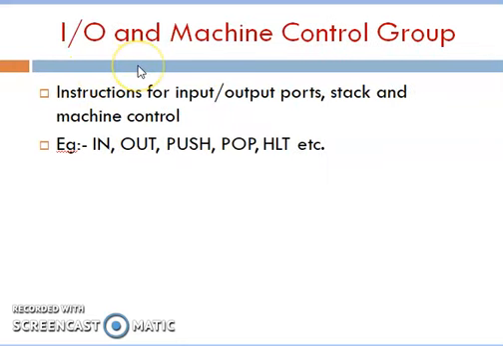And the last category is IO and machine control group. These instructions are related with input-output ports, stack and machine control group. The first two instructions in the example, IN, OUT, are related with input port and output port. It is used for transferring the data from processor to an output device or taking the data from an input device to the processor. PUSH and POP are related with stack. HLT is machine control. It is used for stopping the program.